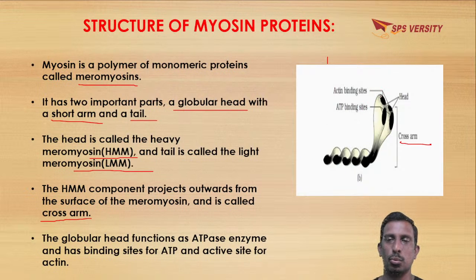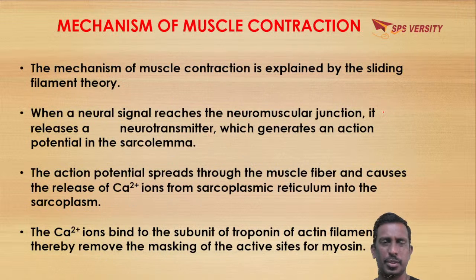On the head there are two specific sites. One is the actin binding site and the other is the ATP binding site. During contraction, ATP, that is energy, is required, which will bind to the ATP binding site. So till now we discussed the structure of the actin filament, the myosin filament, their monomeric units and different parts present in them.